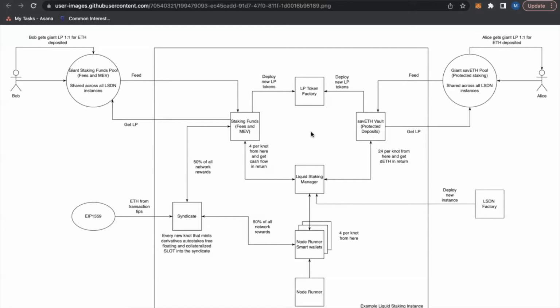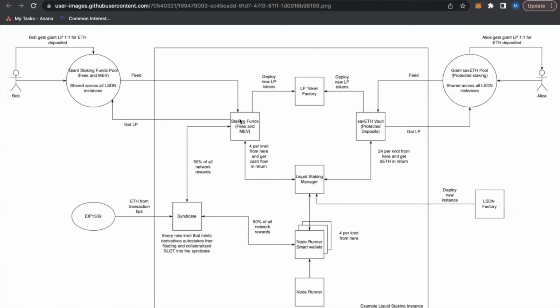Now that the 24 has been sent to the protected deposit, we still need 8 ethers. So 4 come from the fees and MEV, and the other 4 is deposited by the node runner. So fees and MEV pool and the node runner both claim the slot tokens and any of the network rewards that they earn. So these bear the risk. The slot token is not slash free, and hence any slashing or leaking will be incurred in these LP tokens.